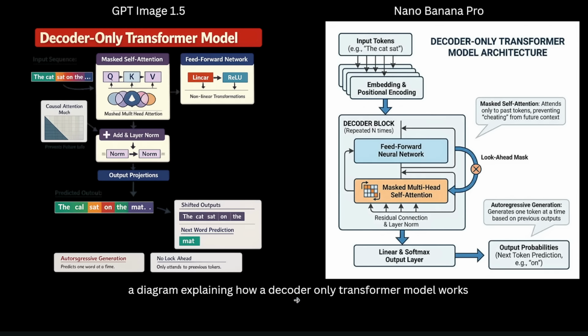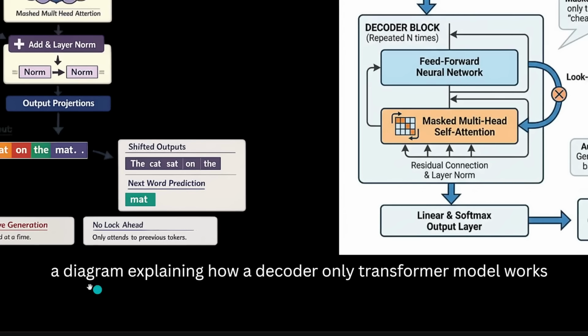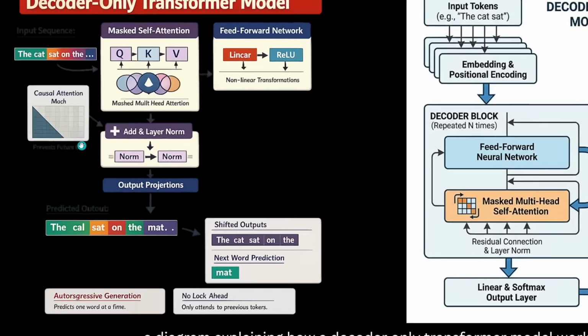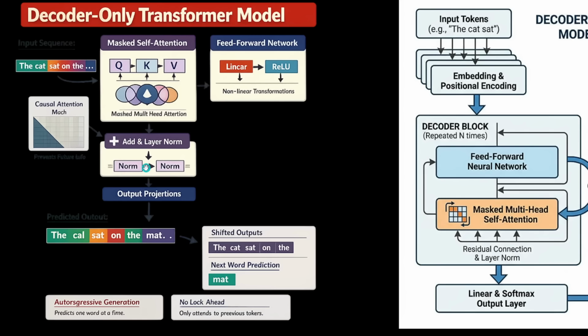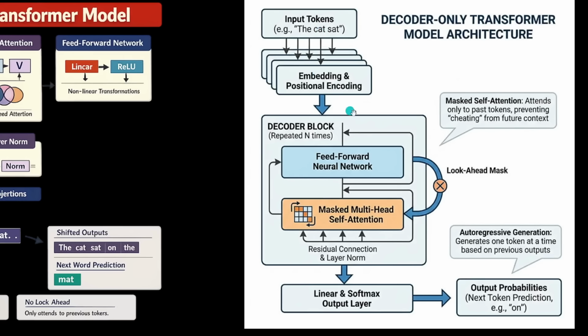Next, let's test its ability to generate diagrams. So here I got it to create a diagram explaining how a decoder-only transformer model works. Here's the generation from GPT Image, and the diagram is all messed up. Everything is just all over the place. It's missing the embeddings and positional encodings. It's also missing the linear layer and softmax layer at the end. This is not correct.